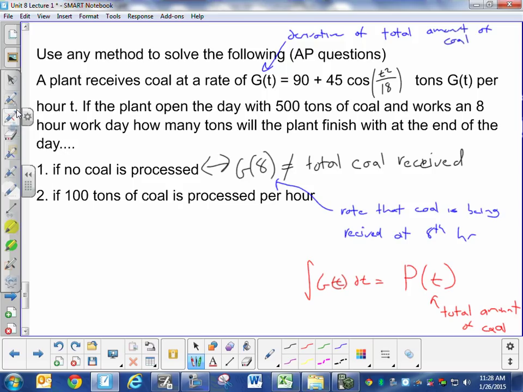So the question is, how much do we finish with at the end of the day? You're trying to find P of 8. Well, that's equal to your initial amount plus the change in your total amount, which will be the area under your derivative, or the change in P, which is the area under G.